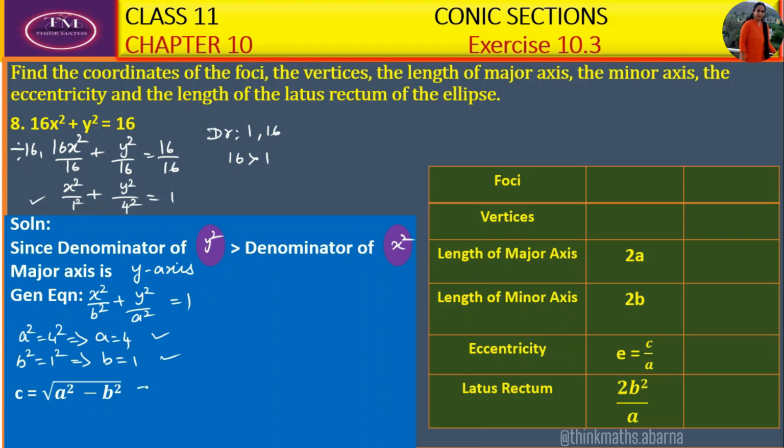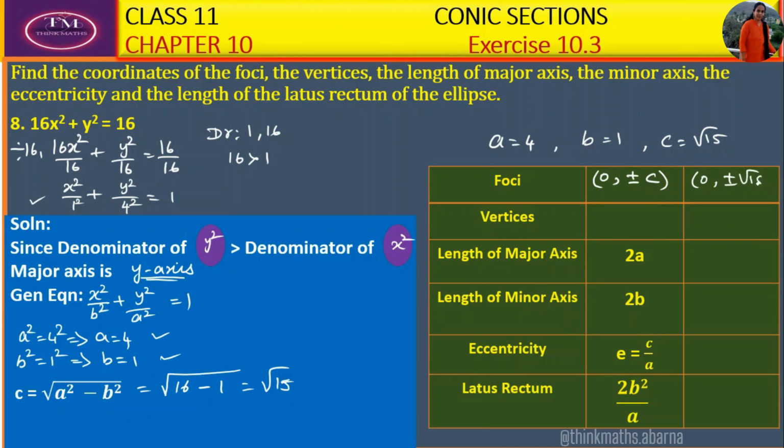So we got a and b. Next is c. What is c? A square, which is 16, minus b square, which is 1, so it is root 15. Root 15 we cannot simplify, so as such. So we got a is equal to 4, b is equal to 1, and c is equal to root 15. Now our work is to find all these values. Foci. Major axis is y-axis, then foci will be on y coordinate: 0, comma plus or minus c. So it is 0, comma plus or minus root 15.